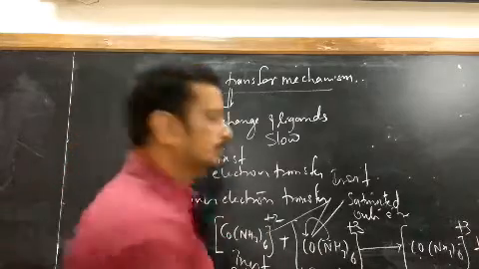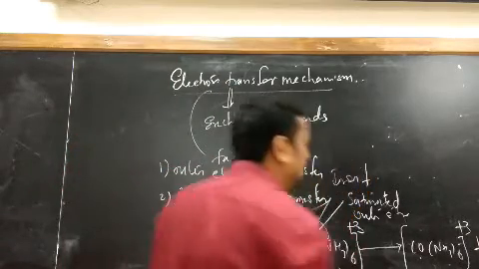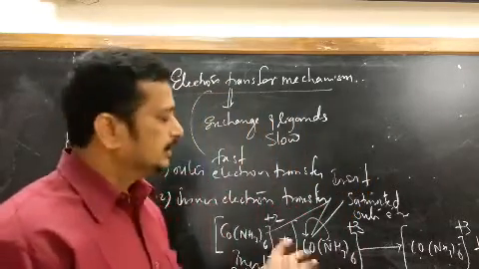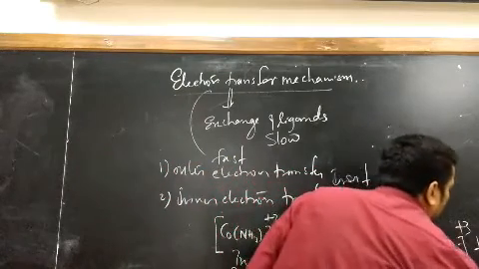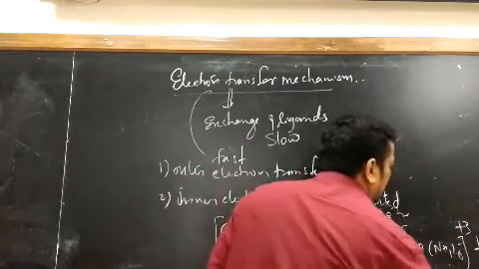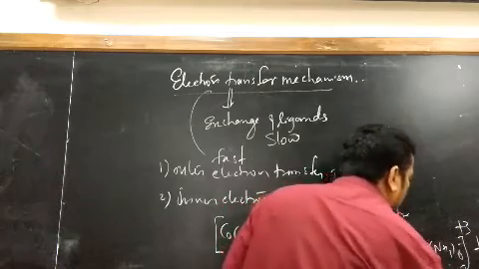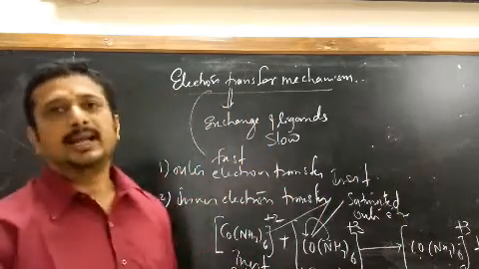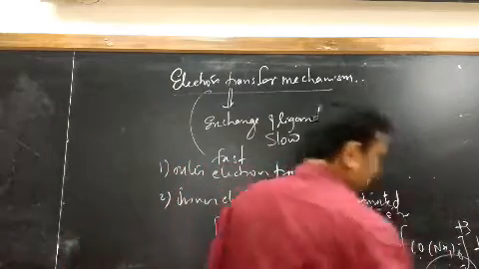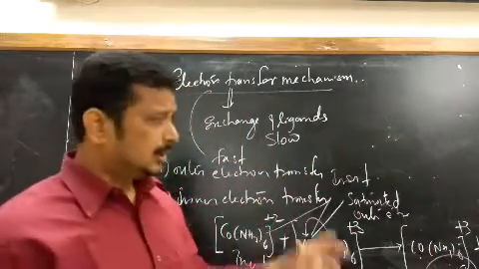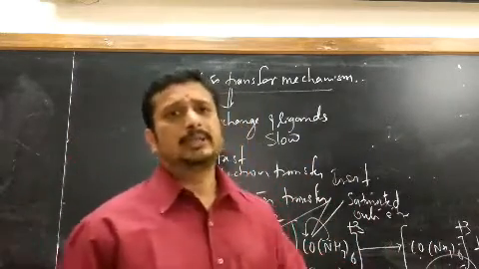Cobalt 2 means a d7 system. If I fill the electrons in t2g and eg, 1, 2, 3, 4, 5, 6, you can see that the electron is in the eg orbital. This electron in the eg orbital is now very difficult to transfer.